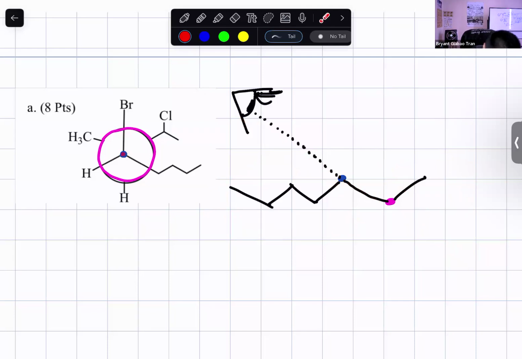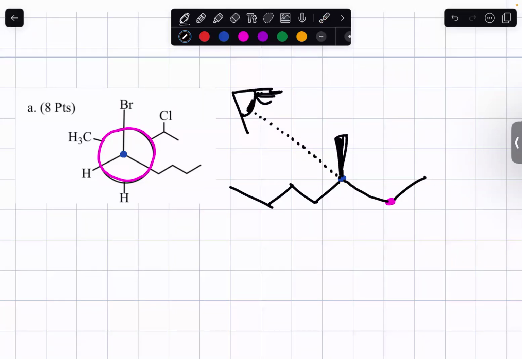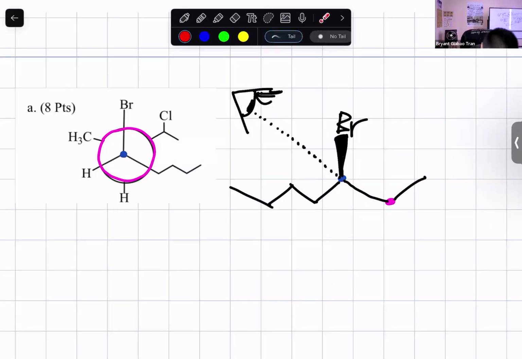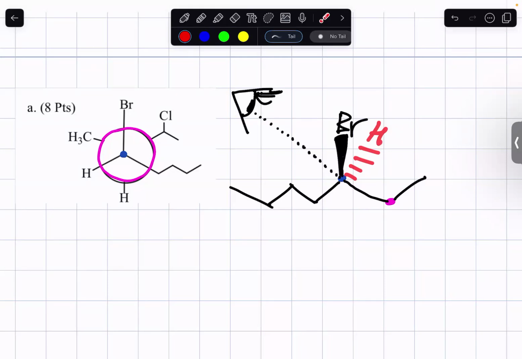Now at the front carbon right here, it's also attached to a bromine. So I'm going to draw that bromine as a wedge like this, right? Which makes my hydrogen a dash, but I'm going to leave that hydrogen out as invisible like that, right? I know that's there, but I'm gonna leave it as invisible like that, right?